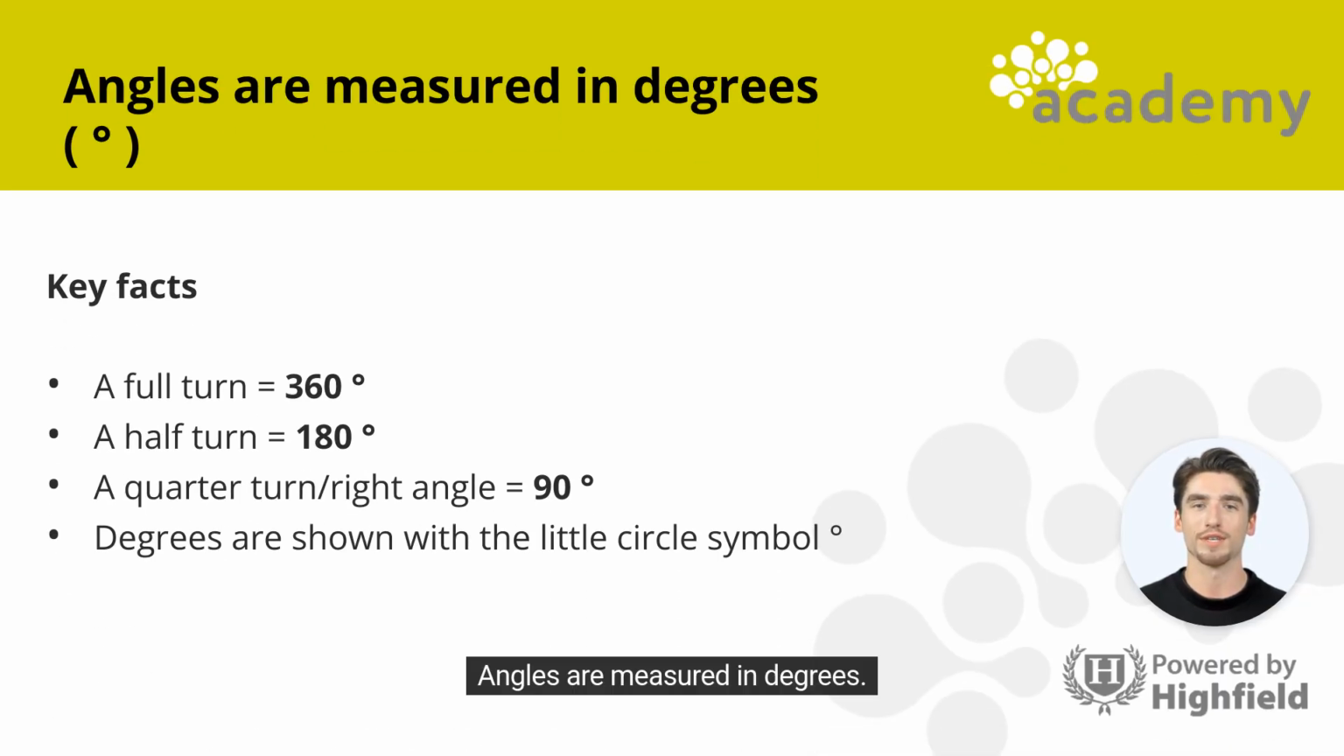Angles are measured in degrees. Here are some key facts. A full turn equals 360 degrees. A half turn equals 180 degrees. A quarter turn or right angle is 90 degrees. Degrees are shown with the little circle symbol.